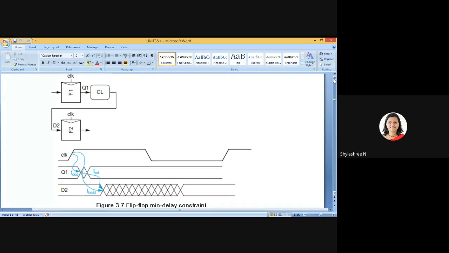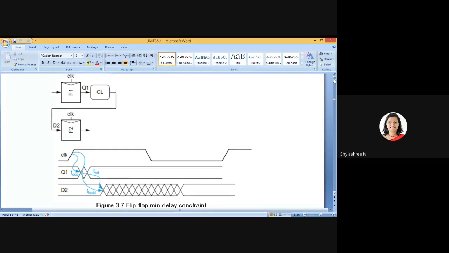How can it be fixed? It can be fixed by redesigning the combinational logic, not by slowing the clock. In the case of maximum delay constraints, we can avoid the setup time failure by increasing the clock period or by redesigning the combinational logic. But in the case of minimum delay constraints, we cannot slow down the clock. The only option left is to redesign the combinational logic.